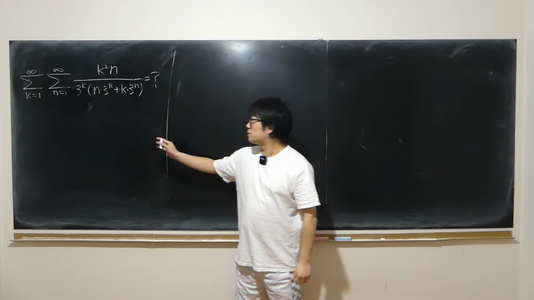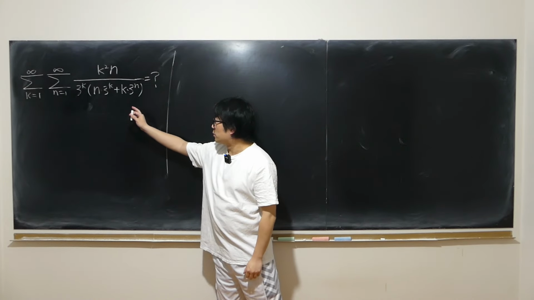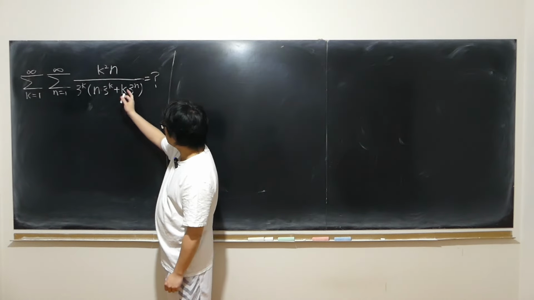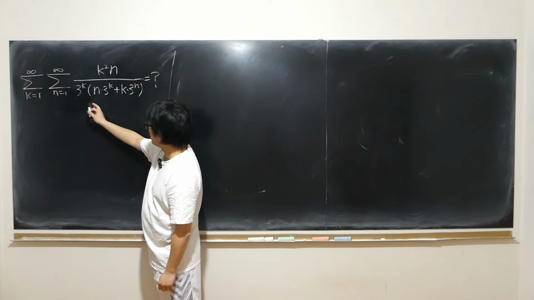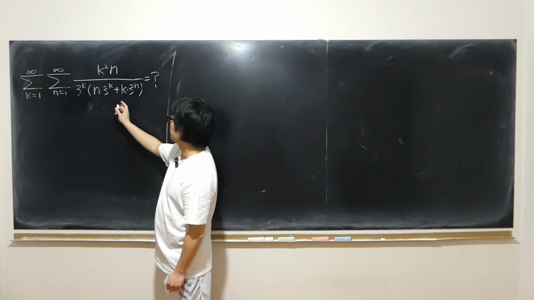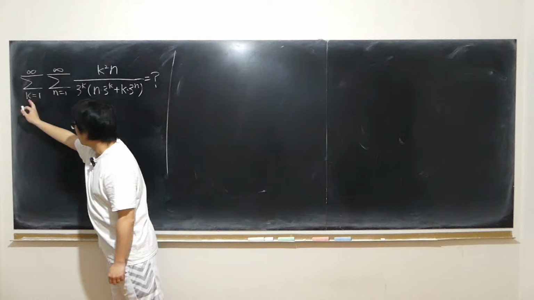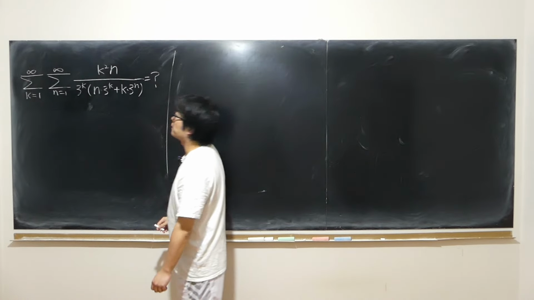Let's have a look at this infinite double series. First, we sum with regard to n. We have k squared times n over 3 to the k times n times 3 to the k plus k times 3 to the n. Then we sum with regard to k from 1 to infinity.